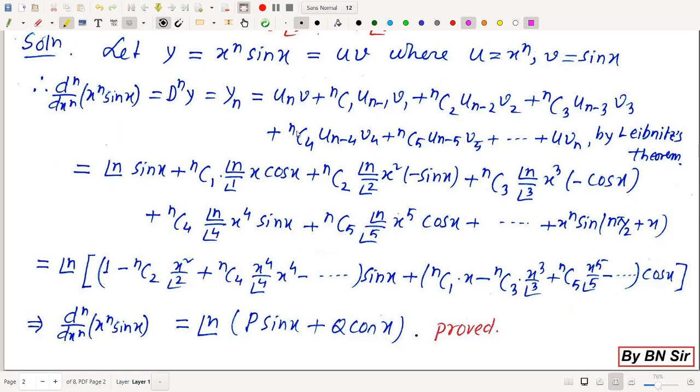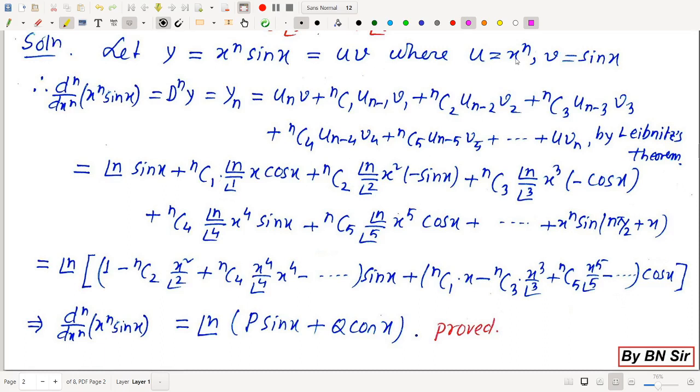So what is un? u is x to the power n. So un means nth derivative of x to the power n is n factorial, standard result. Sin x remains, v remains, plus nc1 un minus 1, n minus 1th derivative of x to the power n. This is standard derivative number 1 we have done. So x to the power n, n minus 1th derivative will be factorial n by factorial 1 into x into cos x, because v1, v is sin x, so derivative of sin x is cos x, plus nc2.